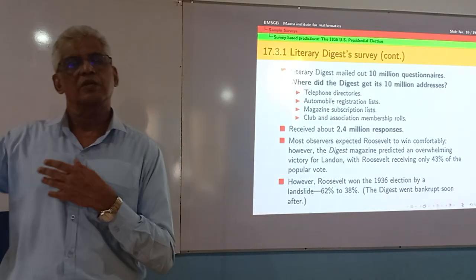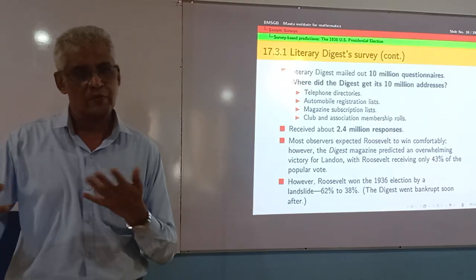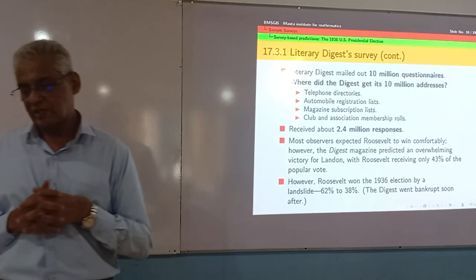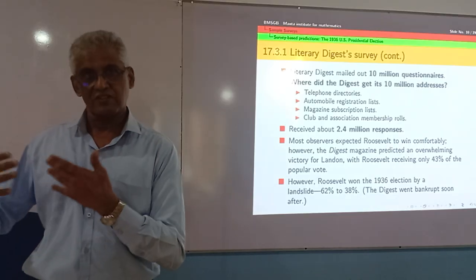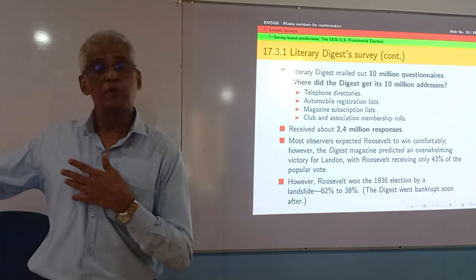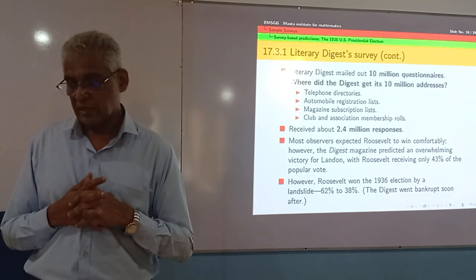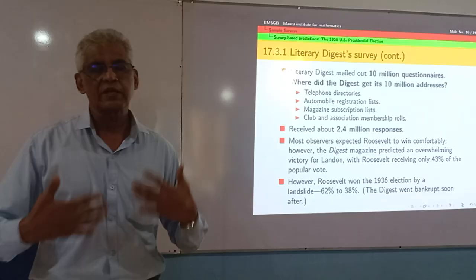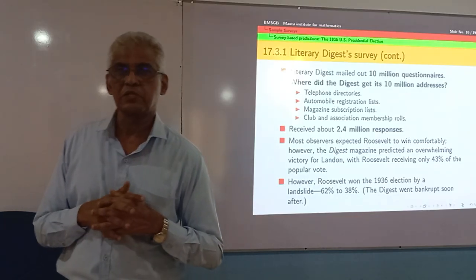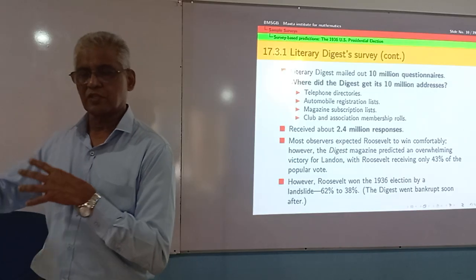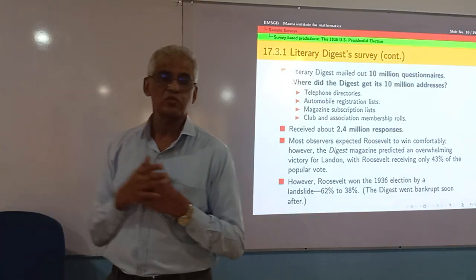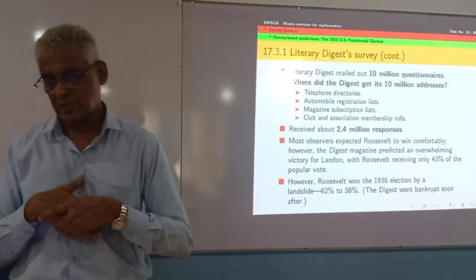When you want to send mail questionnaires, you have to have addresses, right? So they got these addresses from several available lists. For example, telephone directories, automobile registration lists, magazine subscription lists, and then some club and association memberships. So they had these lists with addresses, and they sent the questionnaires to everybody in those lists.